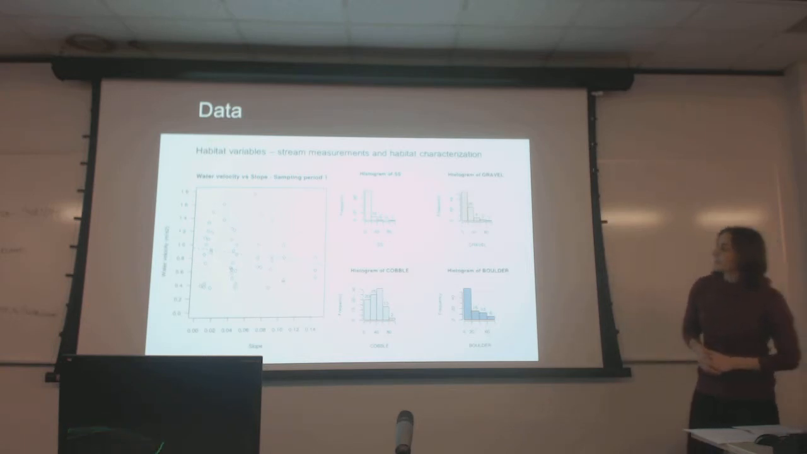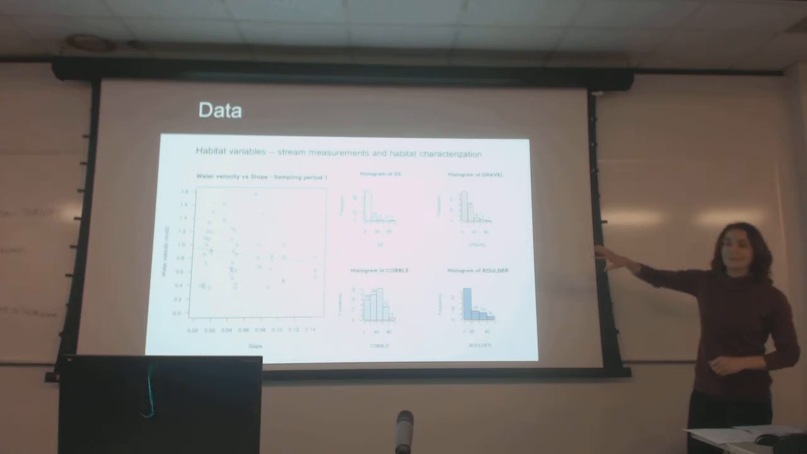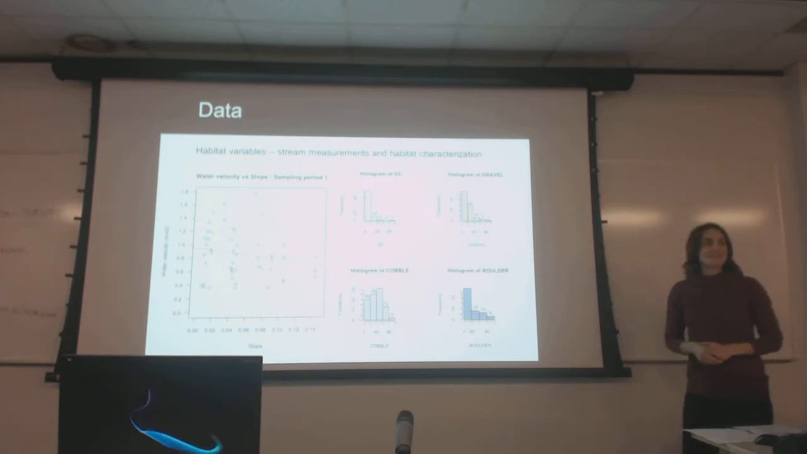So here's some of the data we collected on water velocity and slope and what it looks like. Some of the stuff I put up, not pretty. I did some histograms, ran some means and standard deviations.